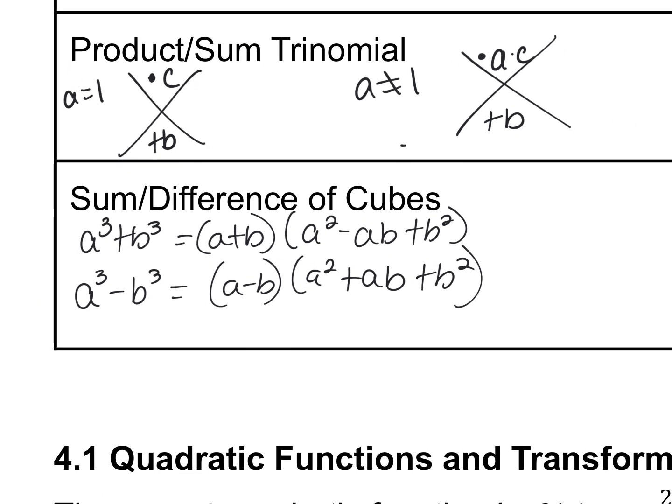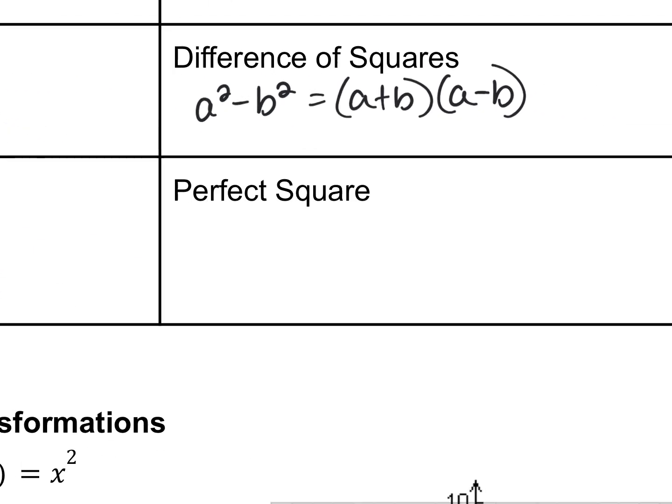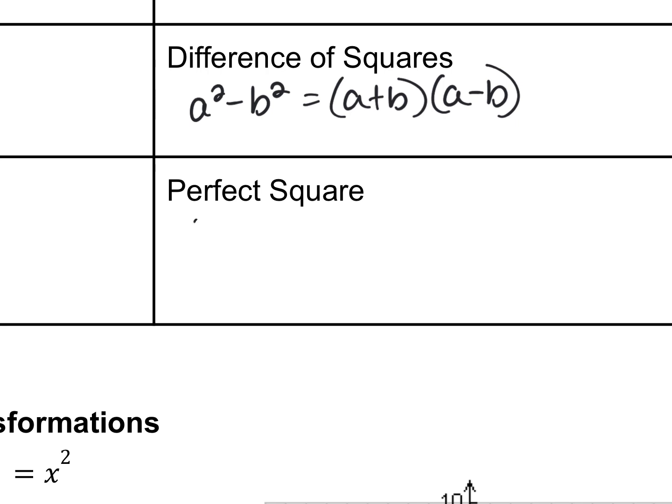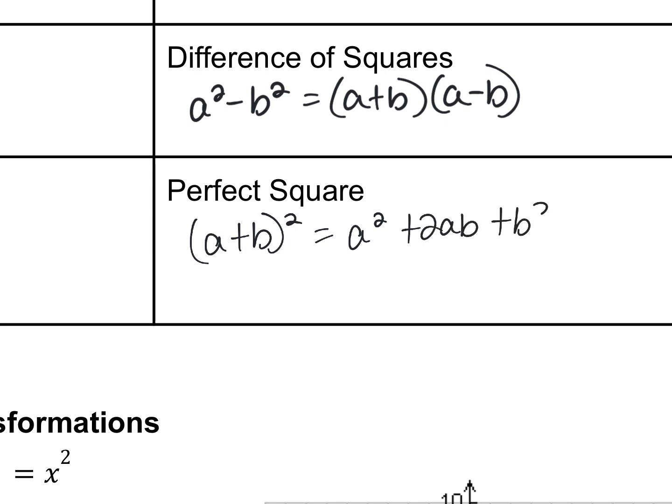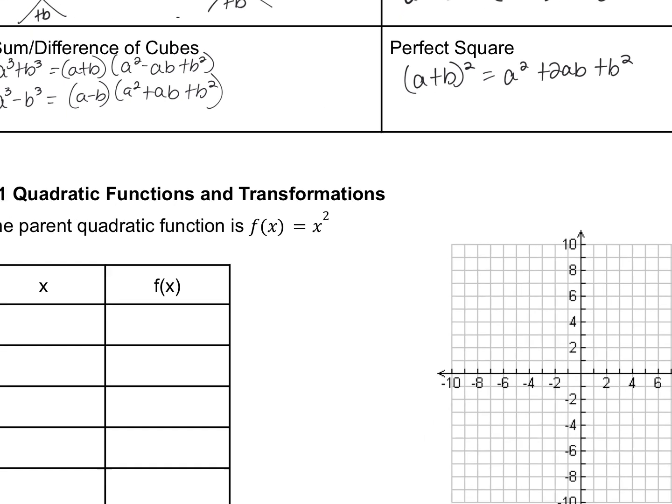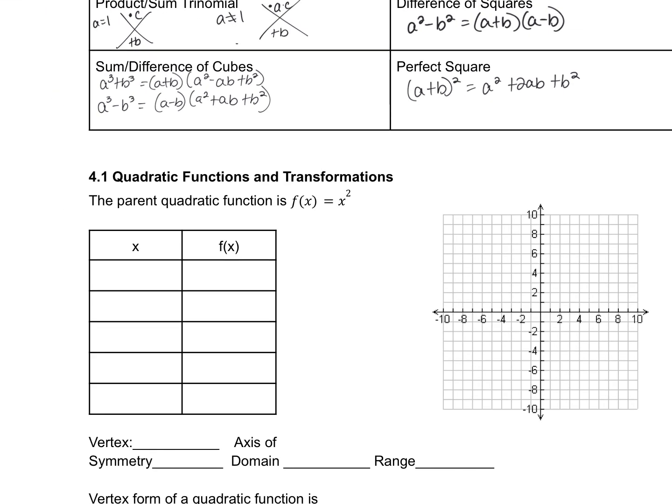Okay, then the last one doesn't come up, the perfect square. So A plus B squared is equal to, and this one I didn't talk about as much because you can factor it and you'll get the answer, or you can distribute it out. But the shortcut for this one is A squared plus 2AB plus B squared. Okay, so now let's talk about parabolas.